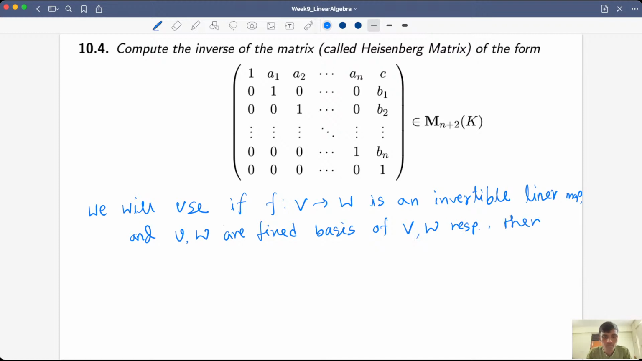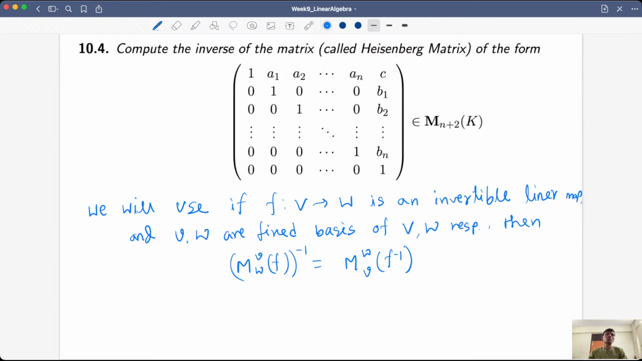Then if you calculate the matrix of f and then take the inverse, that will give me the matrix of the inverse map. Because f is invertible, the inverse exists, and that will again be a linear map from w to v. So if you calculate the matrix of that linear map f inverse with respect to the reverse order w, v bases, then you will have this one.